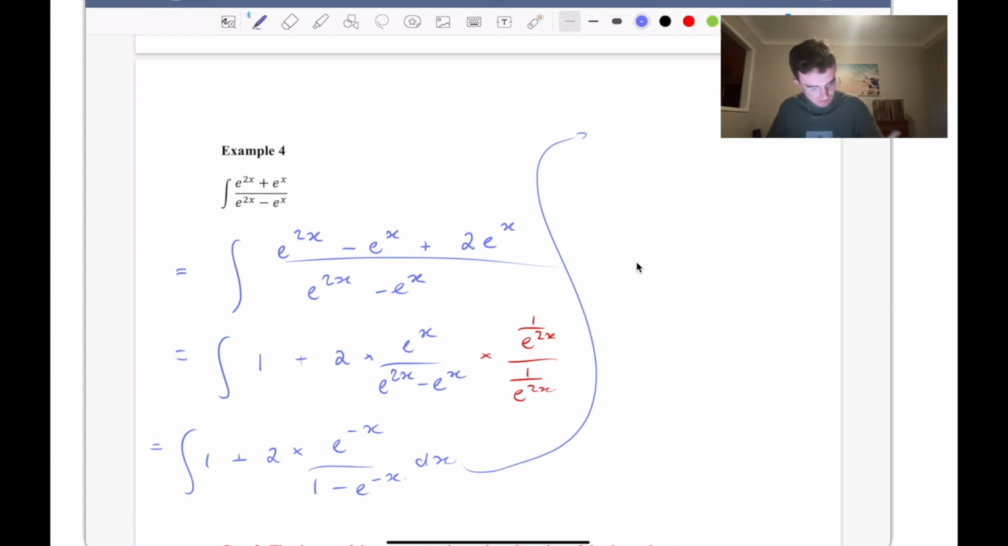That's why I'm getting confused. That's going to be a plus there. So if we differentiate that, we get minus e to the minus x. So we need a minus here, a minus up here, which means we need to make this a minus. So this is just simply x minus ln of 1 minus e to the minus x plus c, because the differentiation of the bottom is now on the top.